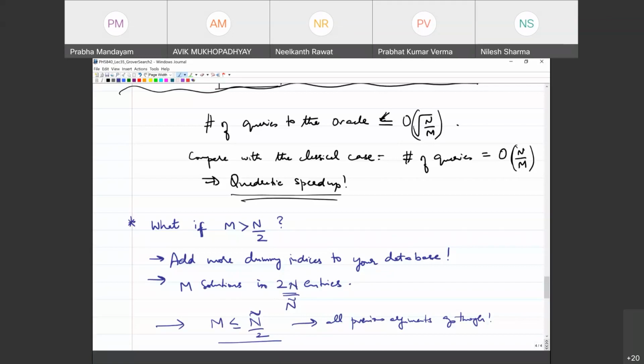Okay, so this is the standard workaround that is used, so that you do not meet the constraint that m is less than or equal to n by 2. Is that clear? All right, so I'm going to stop here. Any questions?